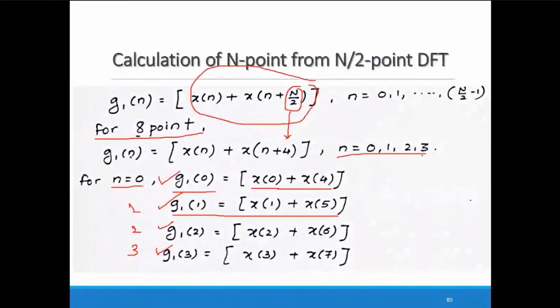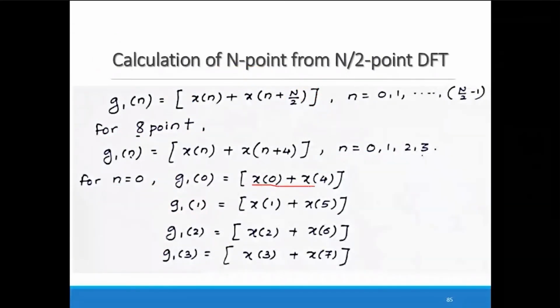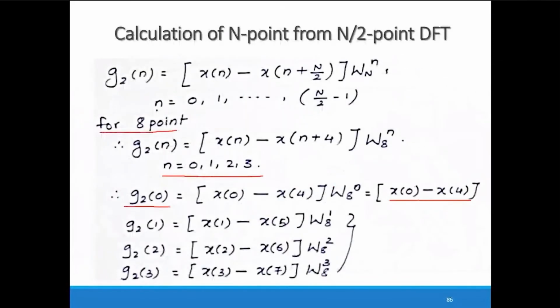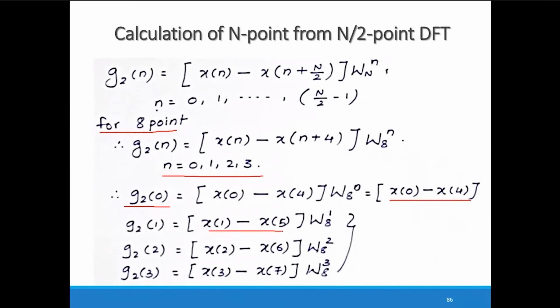In the previous case, what were we doing? We were doing the addition of the terms, x0 plus x4. Now we are getting x0 minus x4. In the second case, G1 1, we are getting x1 plus x5. But here we are getting x1 minus x5 multiplied with the twiddle factor omega 8 raised to 1. Similarly, for the third term, G2 2, that is x2 minus x6 into omega 8 raised to 2, and the last term G2 3 is equal to x3 minus x7 into omega 8 raised to 3.